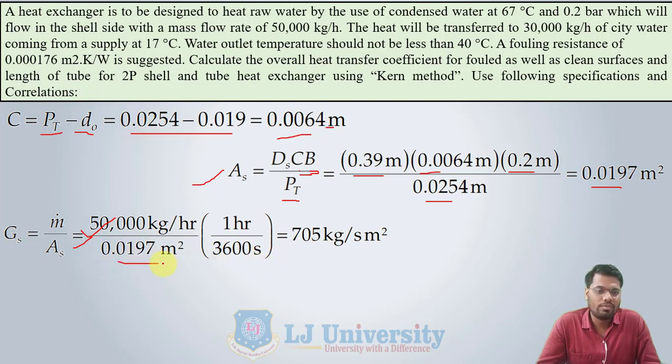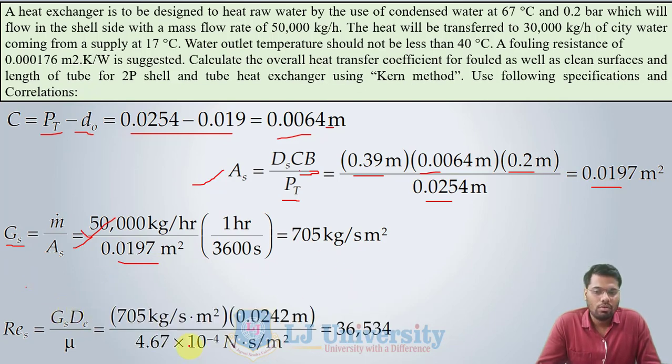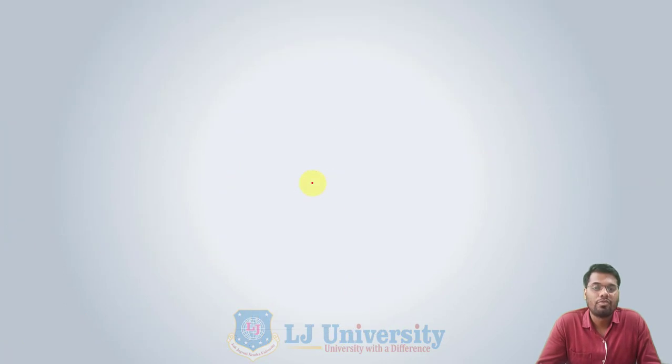And this is the area which we have just calculated, which is 0.0197 meter square. Now from this value we can easily calculate the value of Reynolds number by using this equation, GD by mu. We know the value of viscosity, which is already mentioned in the data. So by solving this equation we will get the value of Reynolds number.